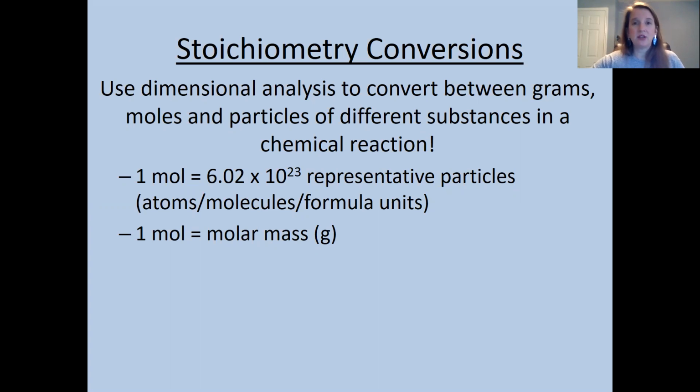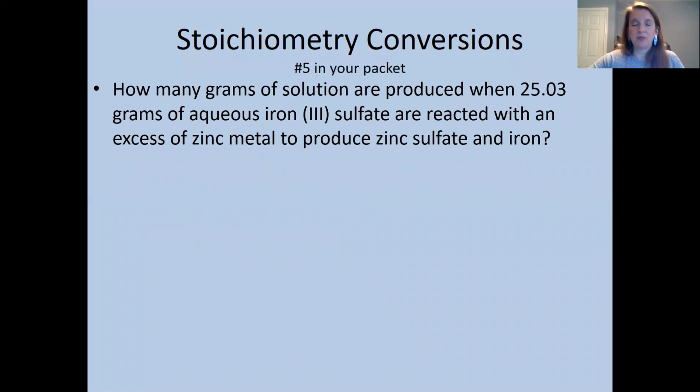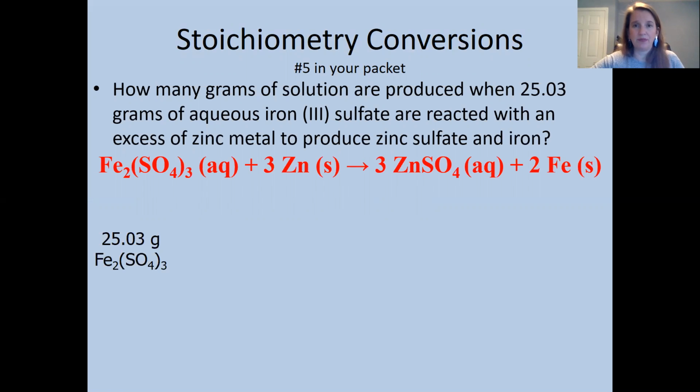Okay, so we're going to take those mole ratios that we were using in the previous 2 videos and combine them with these conversion factors that we were using from last semester. So here, we've got number 5 in our packet. How many grams of solution are produced when 25.03 grams of aqueous iron 3 sulfate are reacted with an excess of zinc metal to produce zinc sulfate and iron? So here's our balanced chemical reaction.